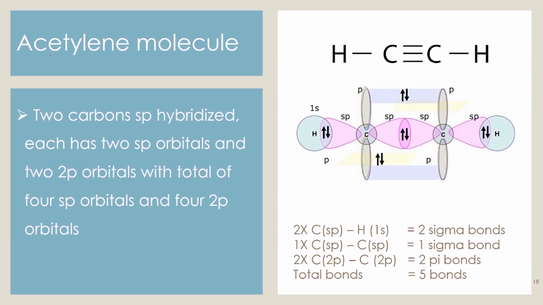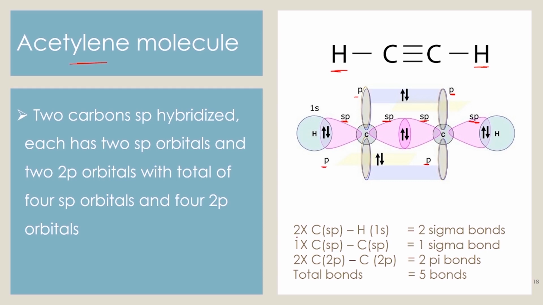Let's look at the acetylene molecule. Acetylene has two carbon atoms, each has two sp hybridized orbitals and two unhybridized 2p orbitals. So for the two atoms, we have a total of 4 sp orbitals and 4 2p orbitals. Acetylene has two hydrogen atoms, each has one s orbital.